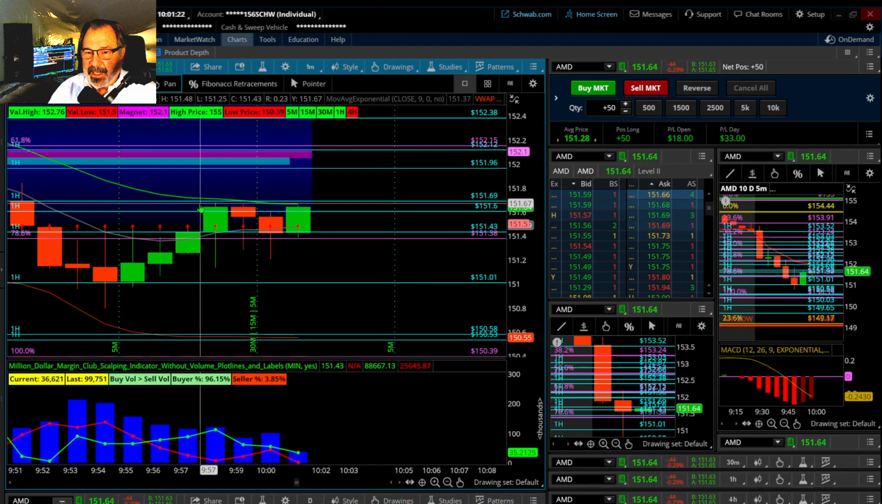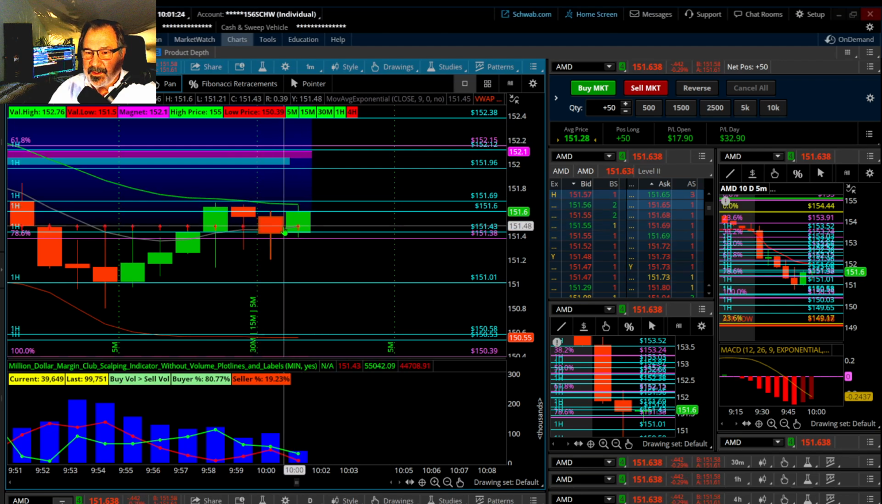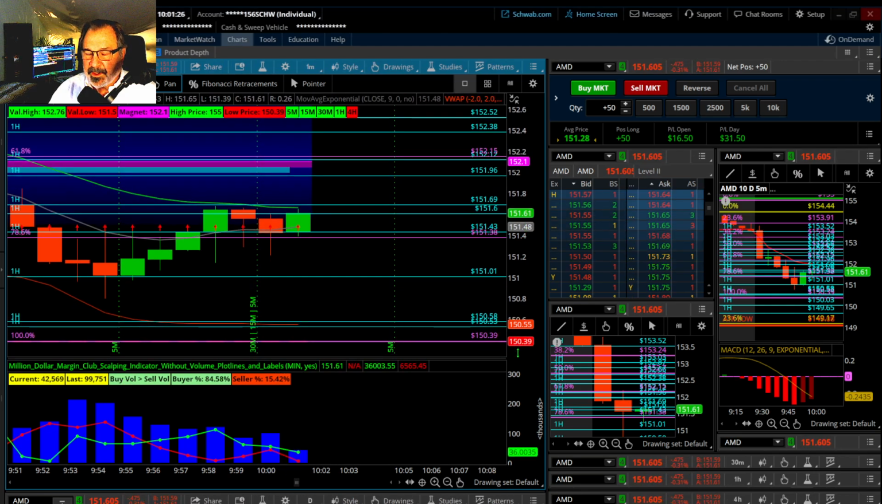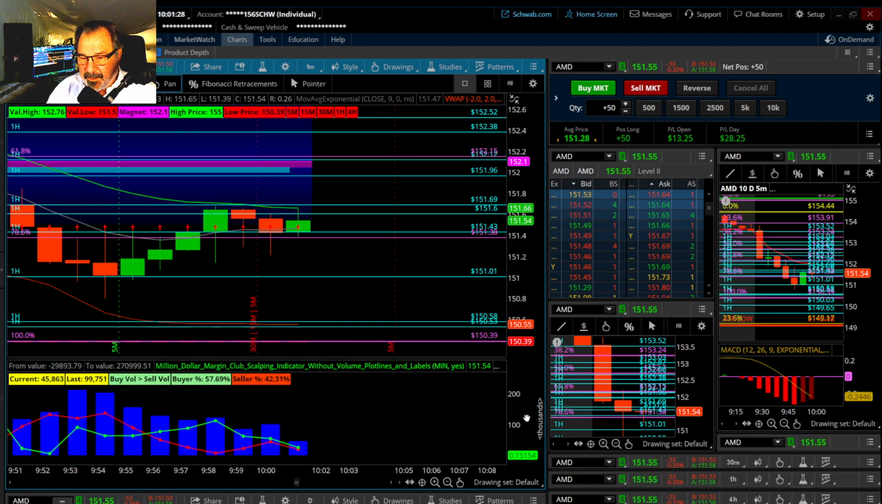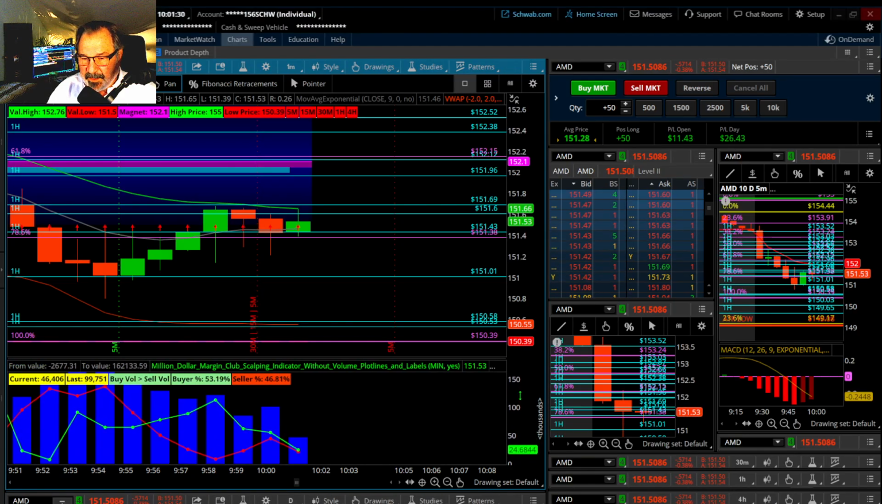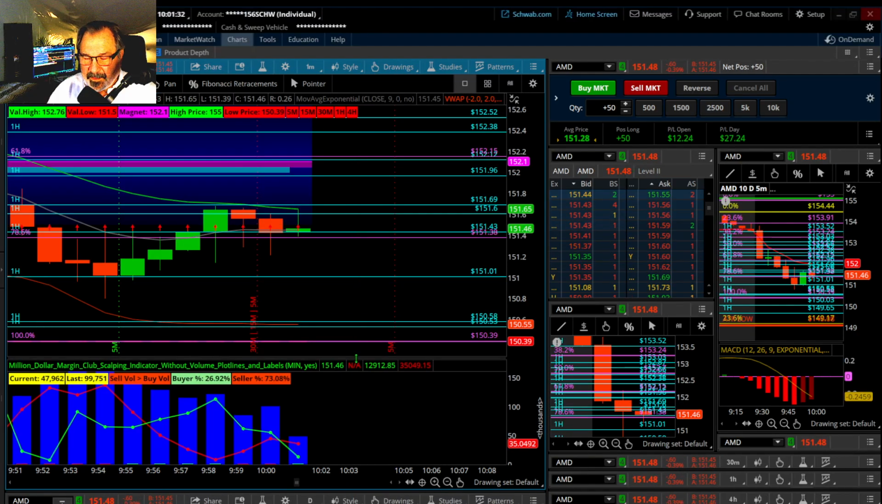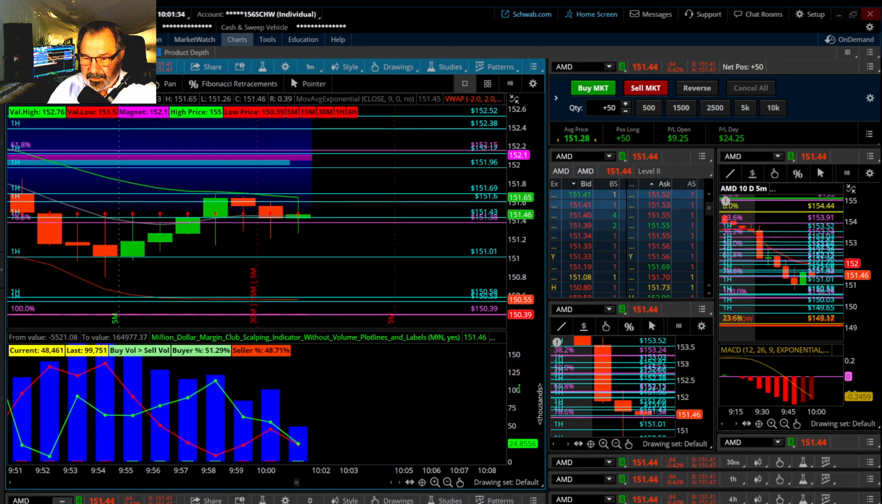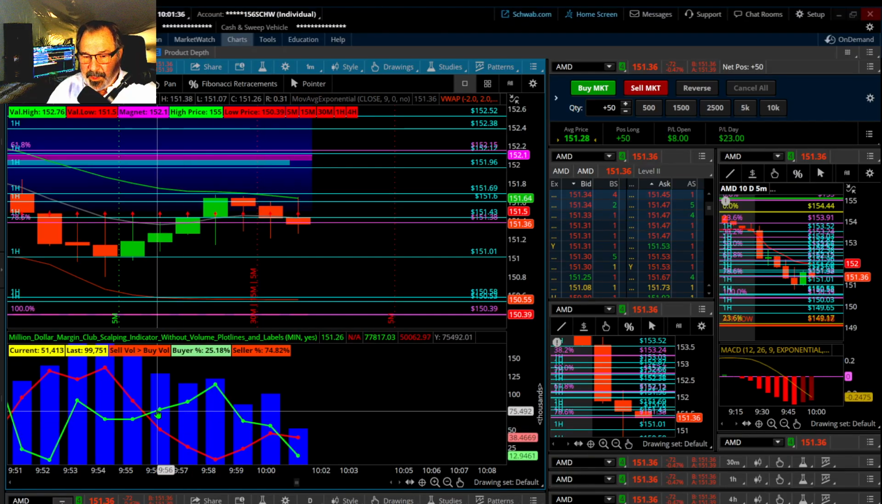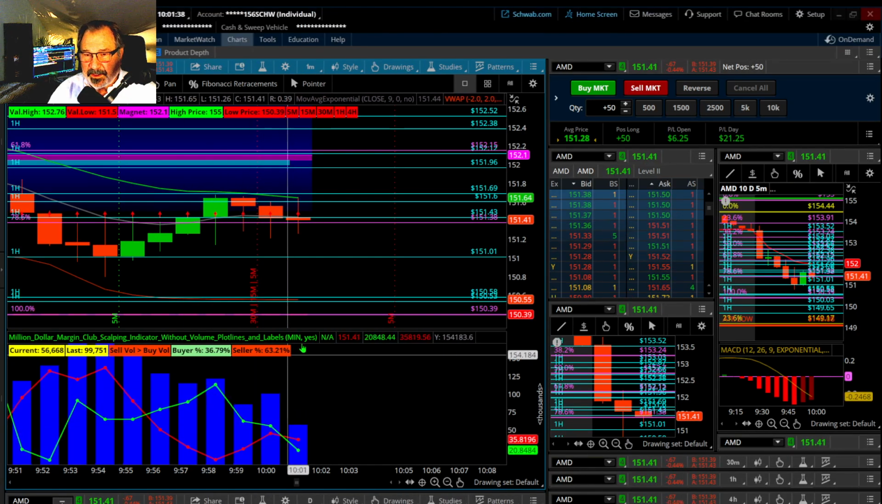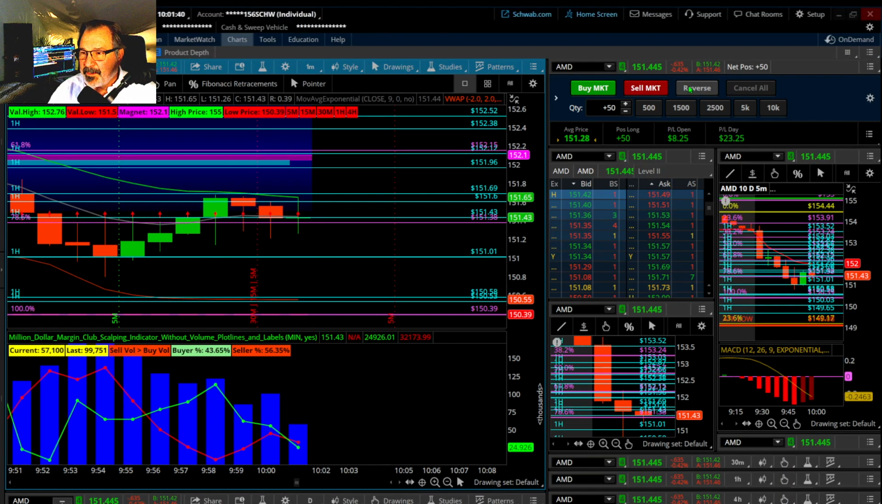So we're looking to bank off these unless it breaks. Let me look at, I'll probably be using the scalping indicator a bit more today. The green is the buyers, the red is the sellers. Oh man, did I miss that move up there?